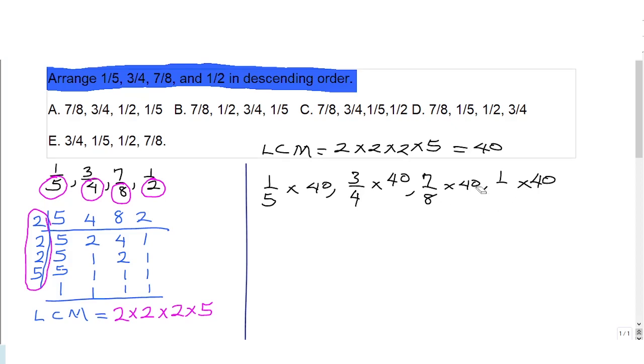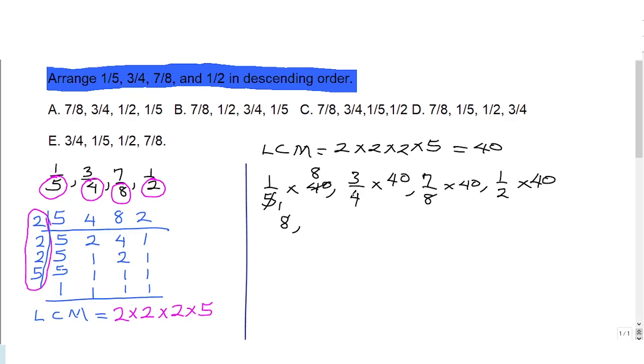This is 1 over 2 times 40. Let's work this out. How many 5 here? 1. How many 5 in 40? That will be 8. 8 multiplied by this 1 will give you 8. Okay, comma. That is this comma. We have solved this now.